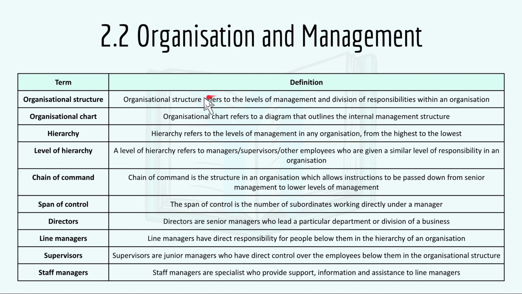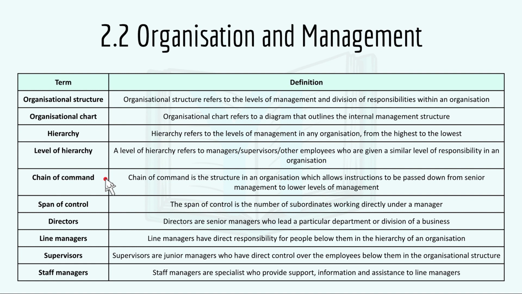Organization structure refers to the levels of management and division of responsibilities within an organization. Organizational chart refers to the diagram that outlines the internal management structure. Hierarchy refers to the levels of management in any organization, from the highest to the lowest. And the level of hierarchy refers to the managers or supervisors or other employees who are given a similar level of responsibility in an organization.